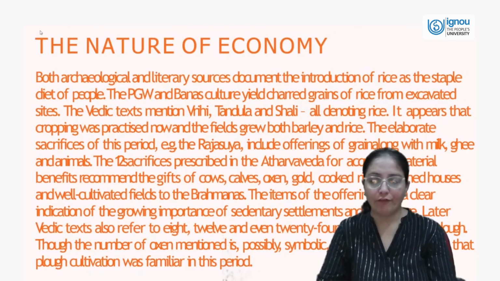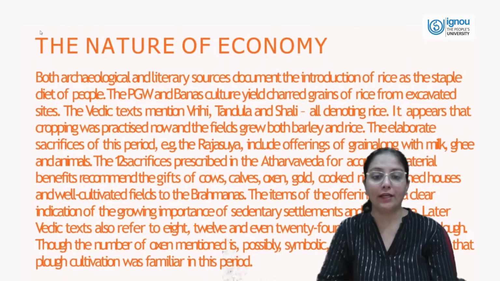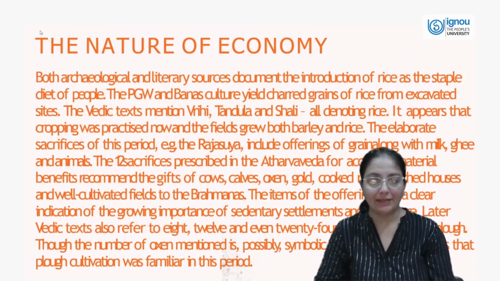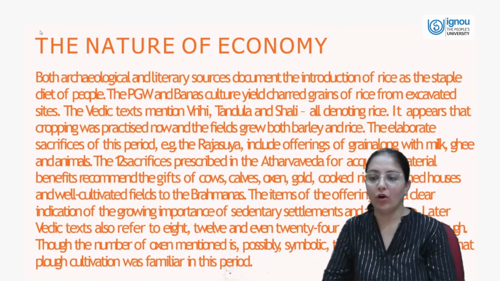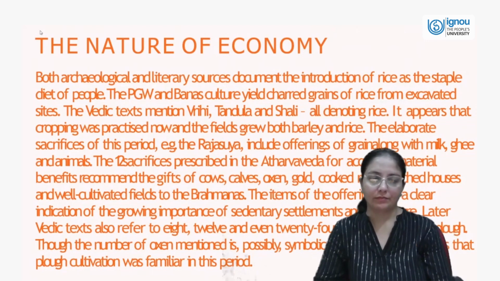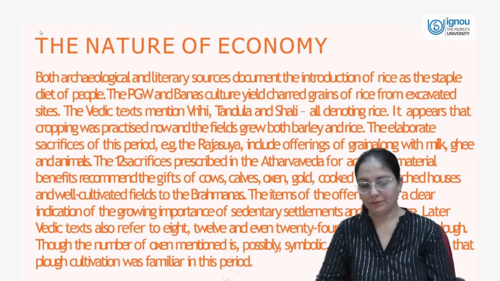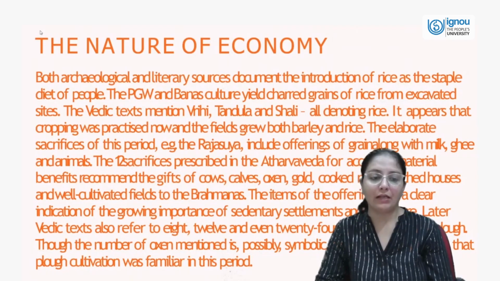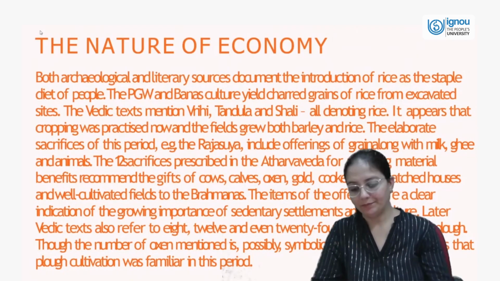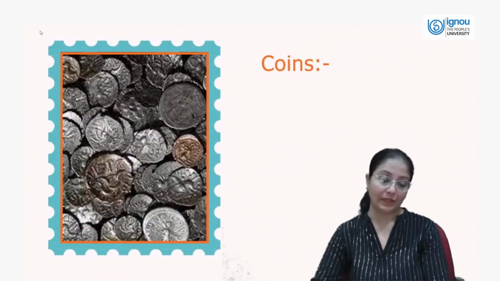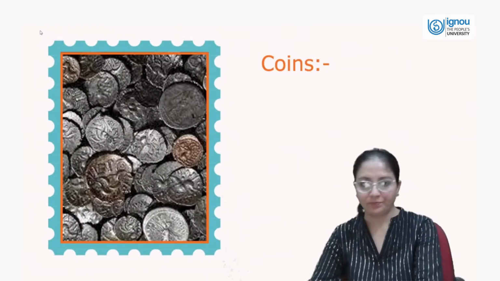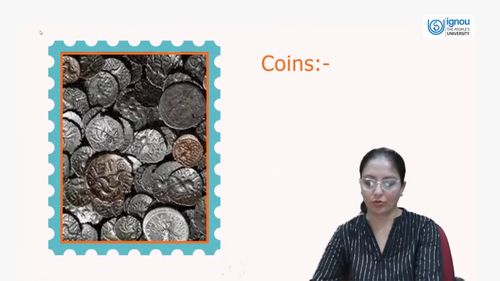The items of those offerings are a clear indication of growing importance of sedentary settlements in agriculture. Later Vedic texts also refer to 8, 12, and even 24 oxen yoked to the plough. Though the number of oxen mentioned is possibly symbolic, the reference suggests that plough cultivation was familiar in this period. Now you can see the coins which they were using at that time. Sometimes silver coins, I think it is shown in this picture.